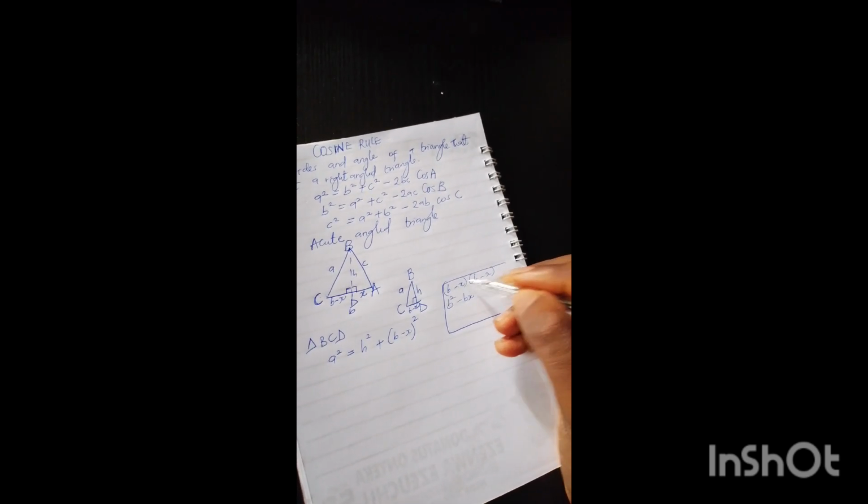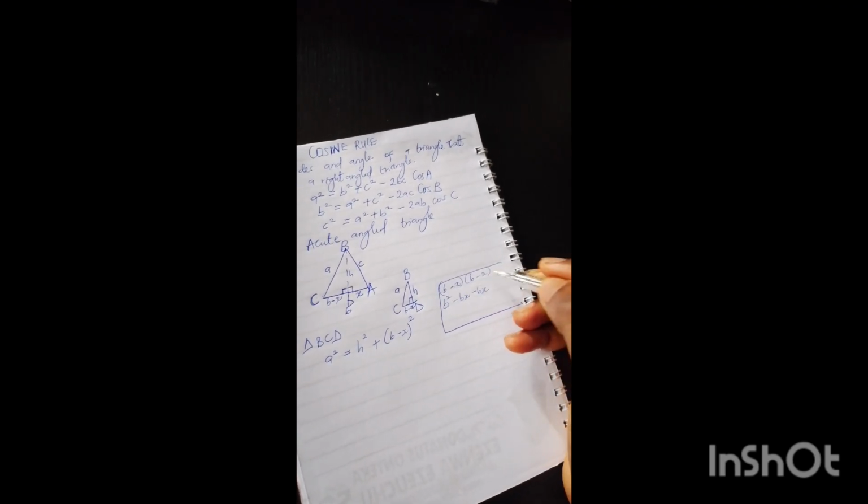So b minus x, if I should expand it, b minus x squared, I'm going to be having b minus x into b minus x. That's simply what this squared means. It means double of it. So I'm going to be having b times b is b squared, b times minus x is minus bx, minus x times b is minus bx again, minus x times minus x is plus x squared. So I'm going to be having b squared minus 2bx plus x squared.